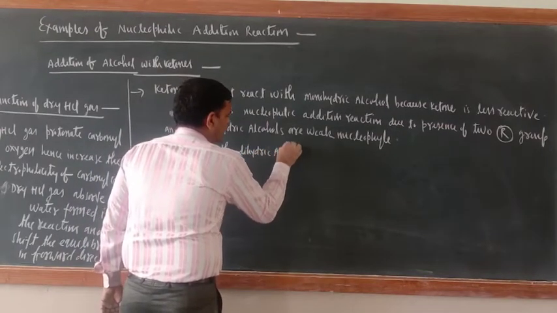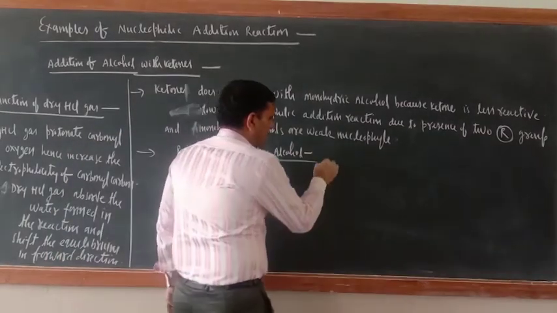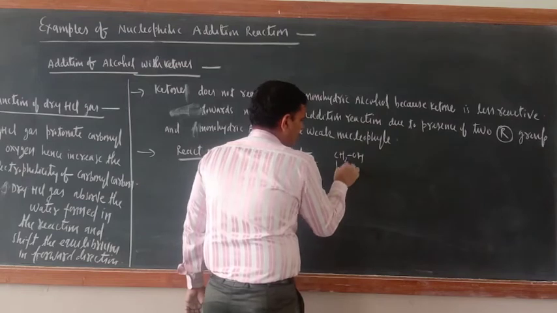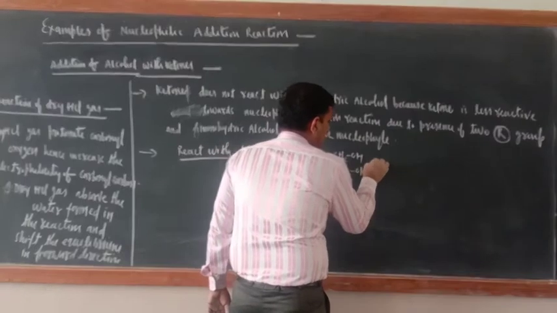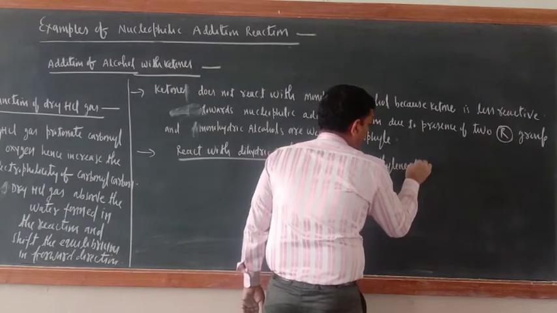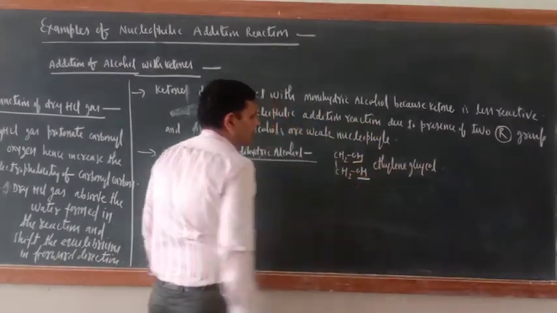Dihydric alcohol means it contains two OH groups. Okay, ethylene glycol, HOCH2CH2OH. This is ethylene glycol. This is a dihydric alcohol. Why is this a dihydric alcohol? Just see, here two OH groups are there.